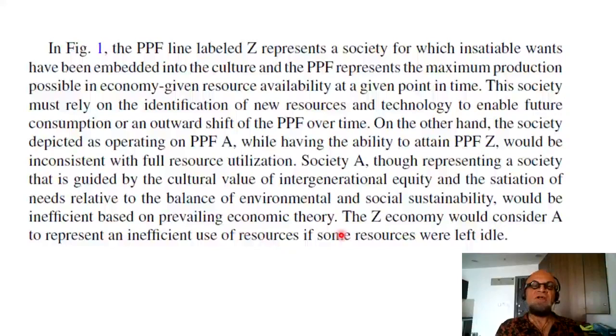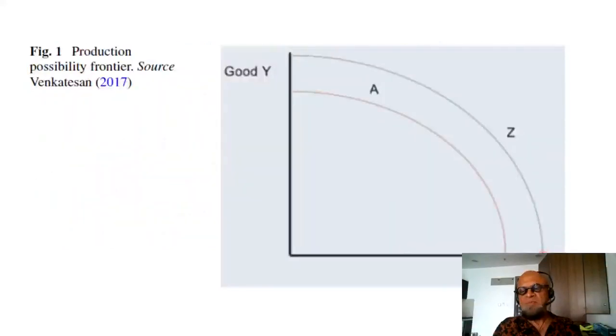So if you try to do basic cost benefit theory, then there are non-market values and norms involved in the PPF A. The Z economy would consider A to represent an inefficient use of resources if some resources were left idle. So if maximum resource use brings you here, so if you use all the Y that you can use to produce X, Y should go to 0, but here you are leaving some; you are producing less X, or here you are not using up all the Y to make X.